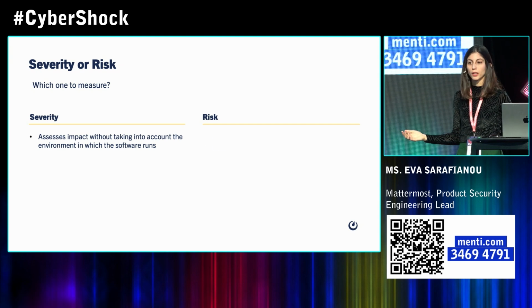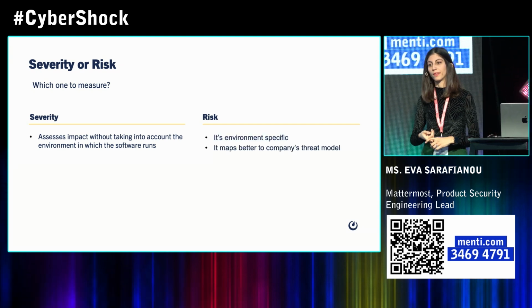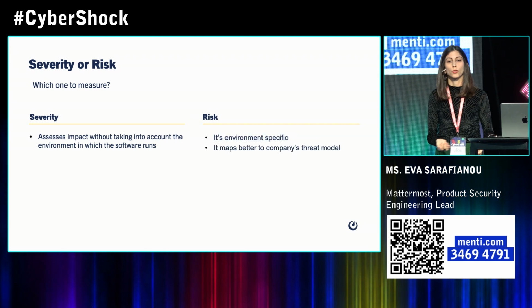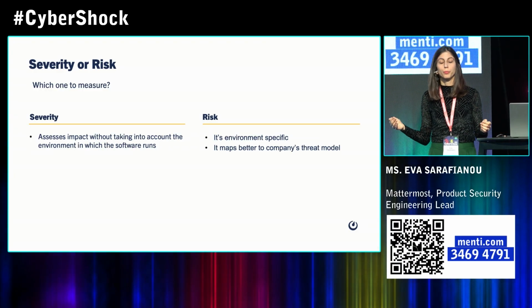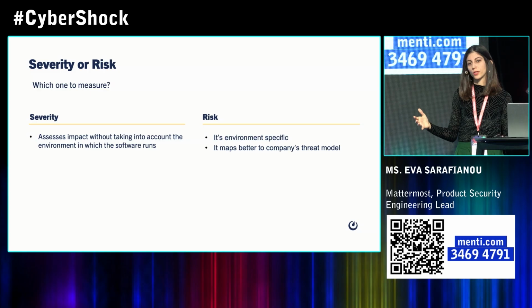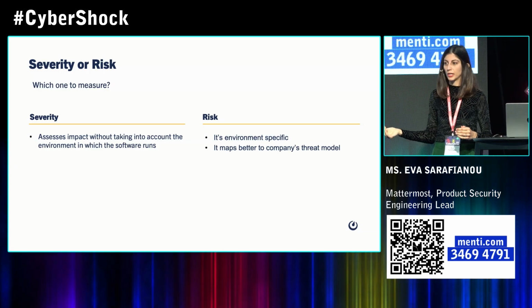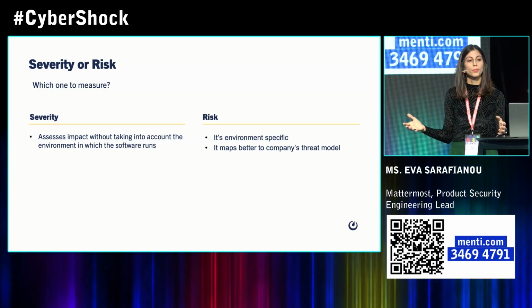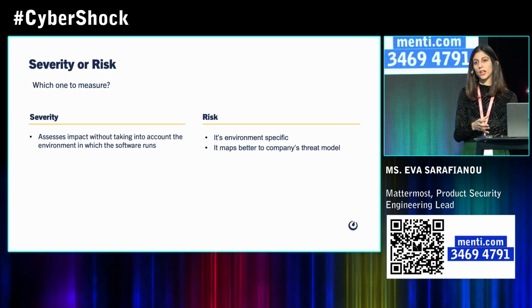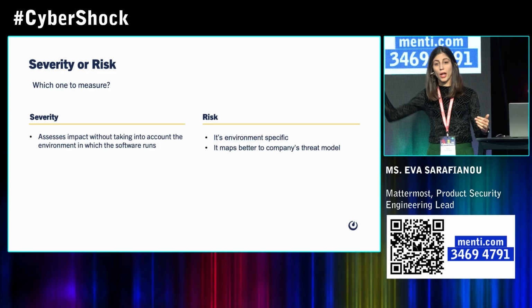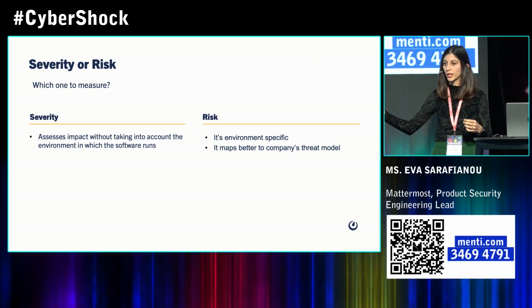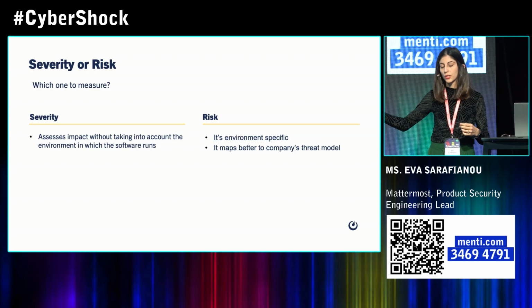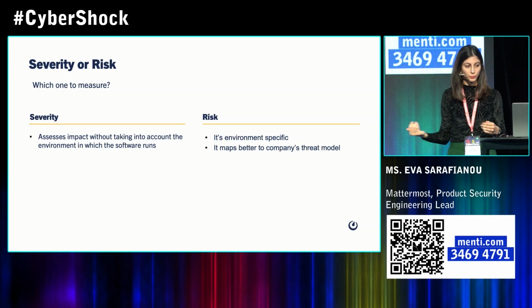On the other side, risk is environment-specific, and it maps better to an organization's threat model. So I may have a vulnerability that is high, but there are compensating controls in the specific environment that lower the risk. There can also be a policy of an organization saying that internal services I consider less risk. So the same vulnerability, if it moves to an internal system without internet access, then the risk is lowered.